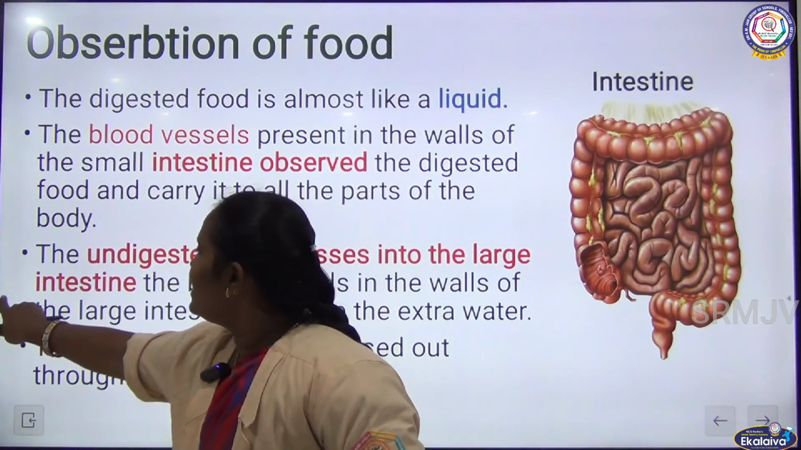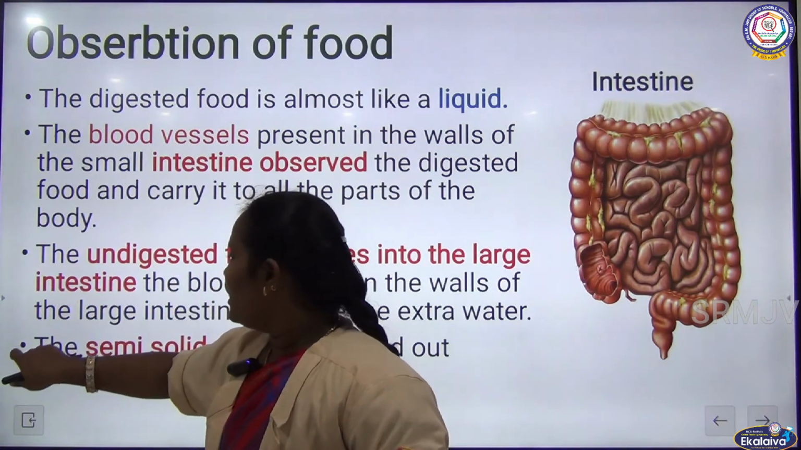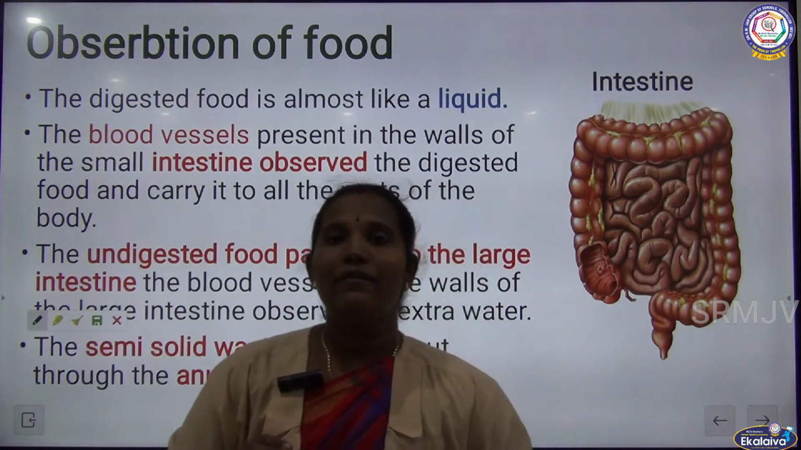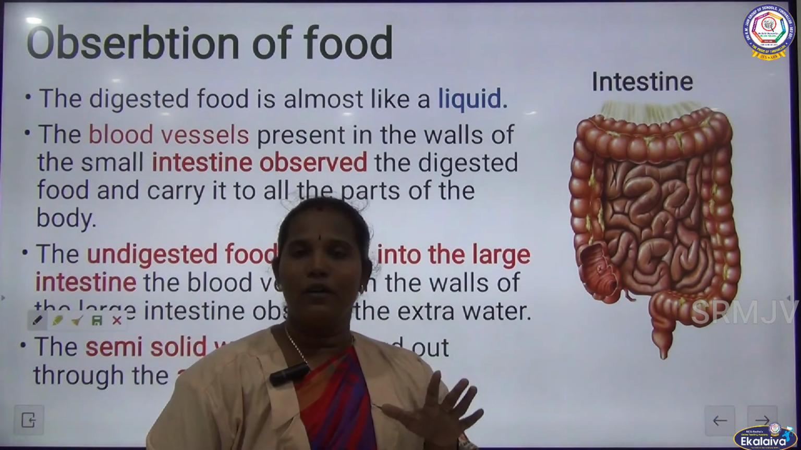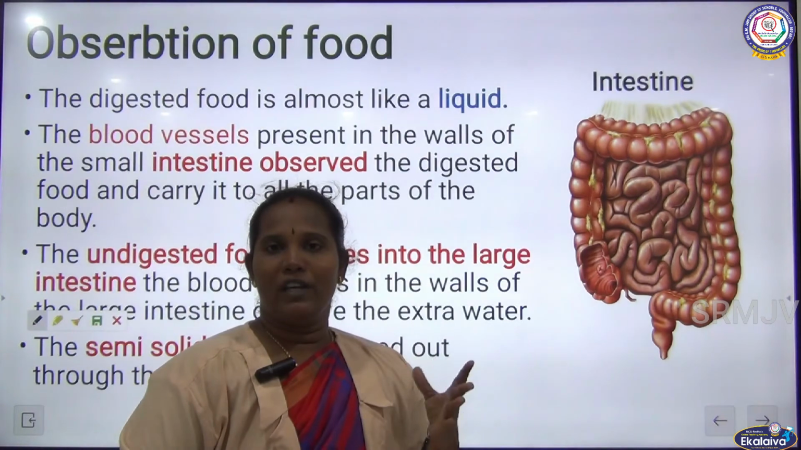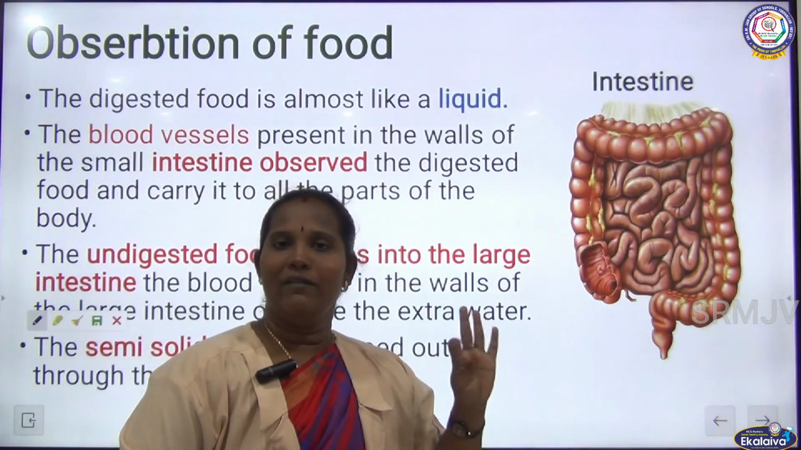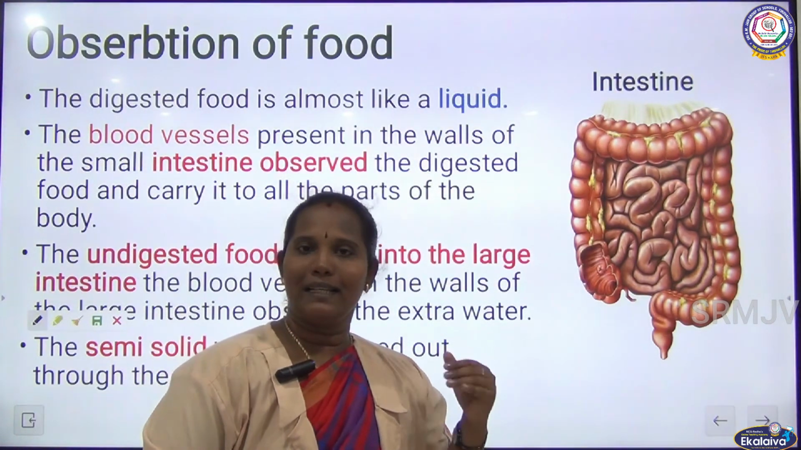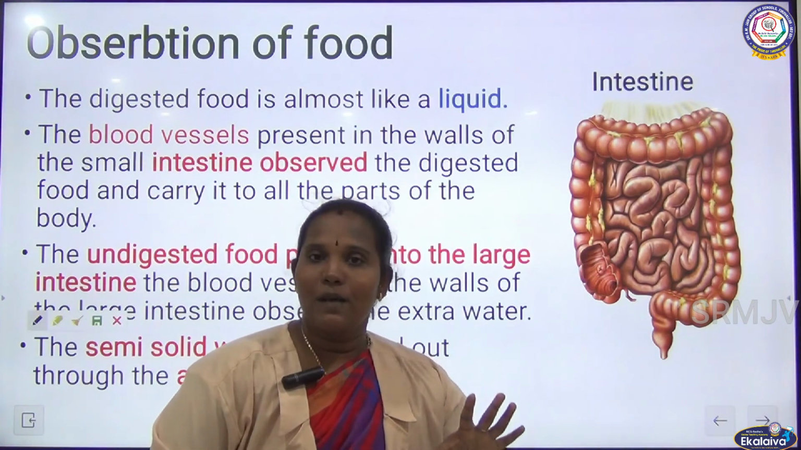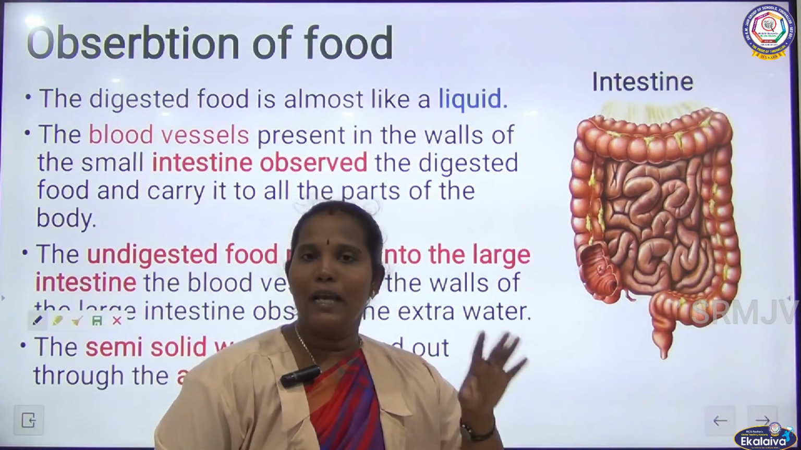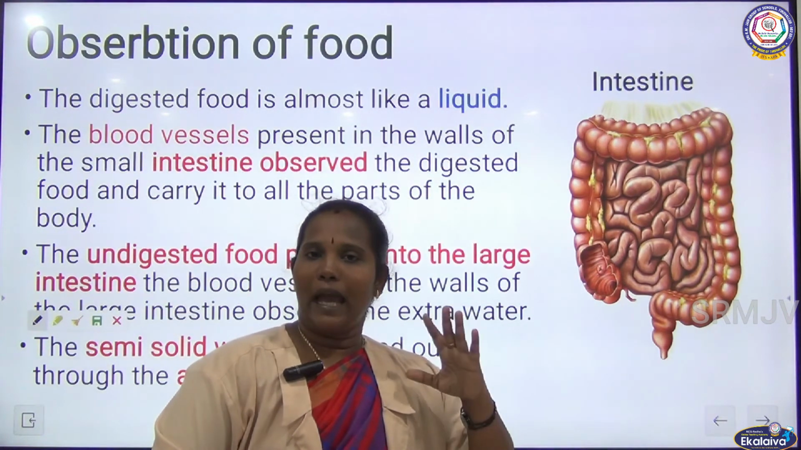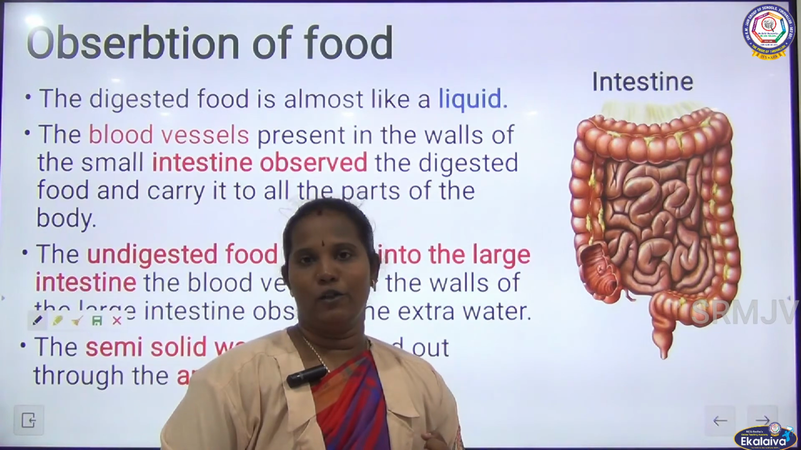See, next one is the absorption of food. I told after the digestion, food particles have a lot of nutrients. We know very well carbohydrate, fat, protein, vitamins, minerals and fibers, like that many substances are present in the food. All these substances are absorbed with the help of the blood vessels, and then carried to the other parts of our body also, isn't it?